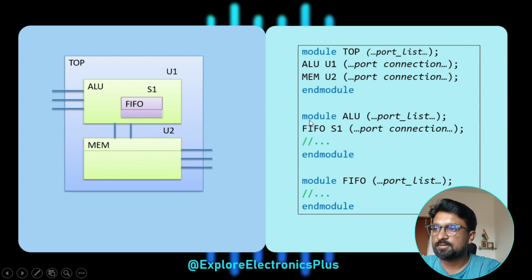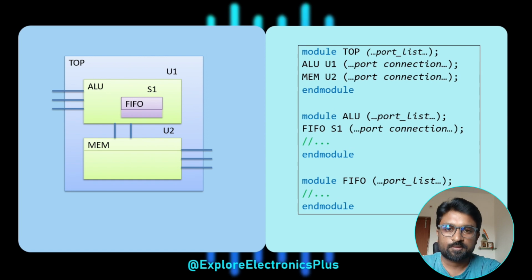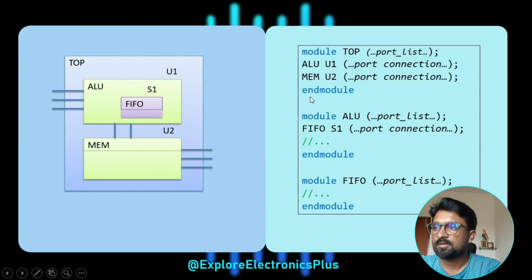And similarly, there is a module of ALU separately and module of mem separately, and FIFO also separately. This FIFO I am supposed to use within ALU. That's why ALU contains FIFO again. This is how we can divide the top module into submodules, and we can develop the submodules first, and then we can map that to the top module by using the instantiation.